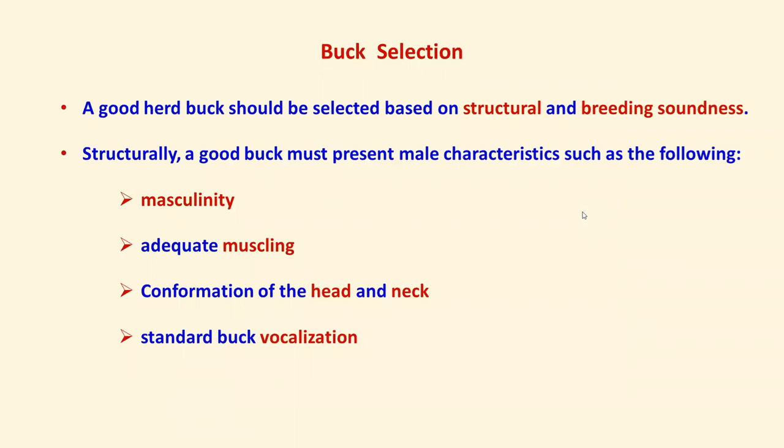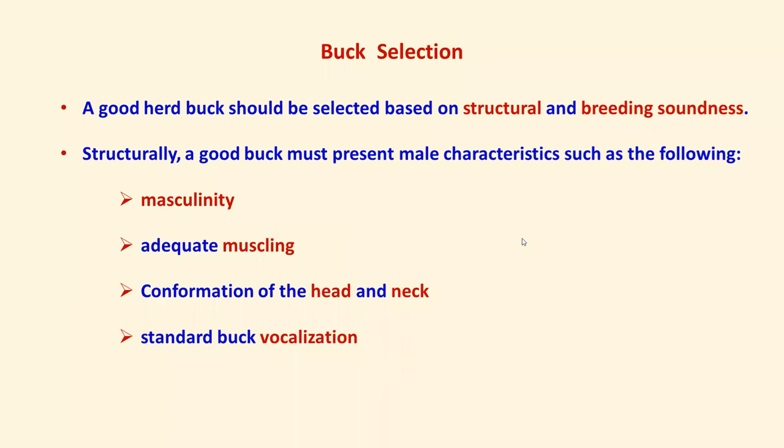Buck selection is more important than doe selection, because the contribution of the buck is much higher than the female. Basically, when we select a good herd buck, we should select it based on the structural and breeding soundness. Means, how is the body structure of the male? One thing you remember, I'm saying buck, but don't forget the ram as well. The same concept applies to the ram as well.